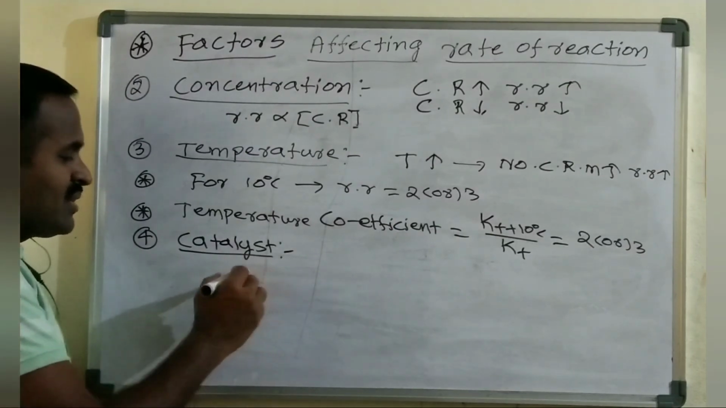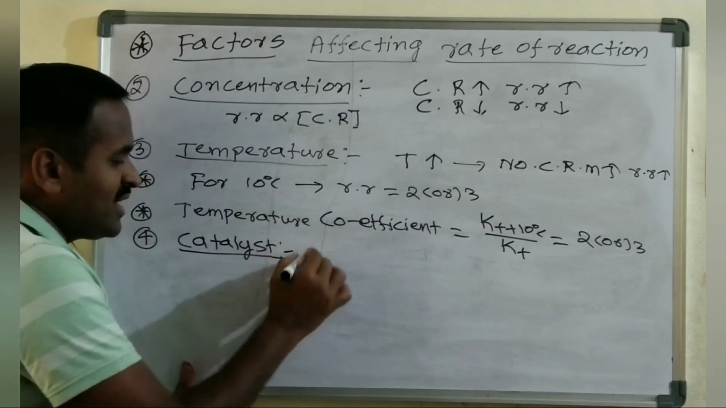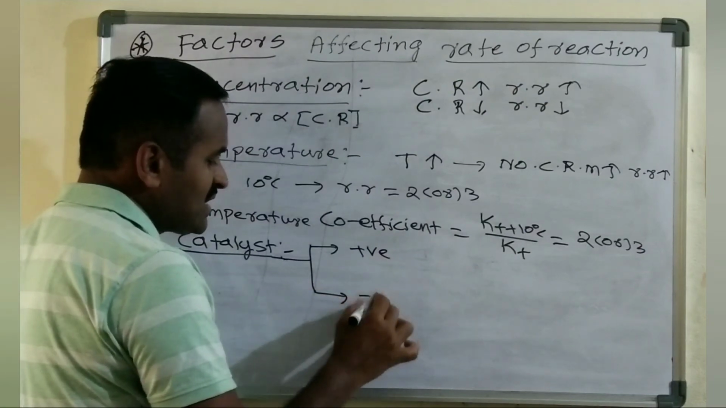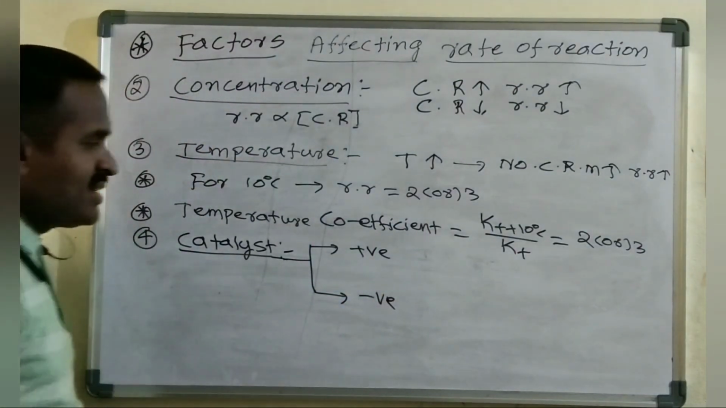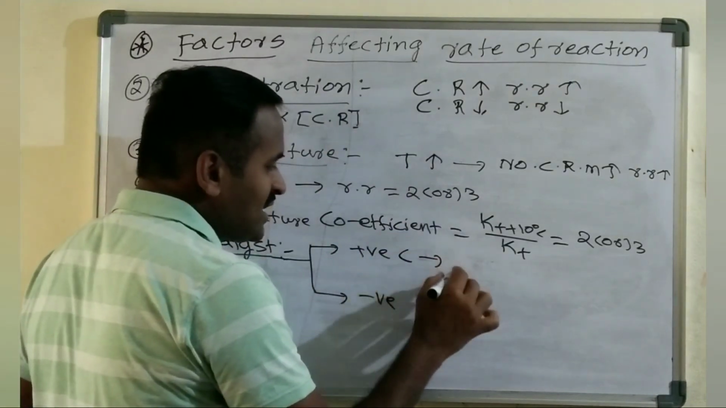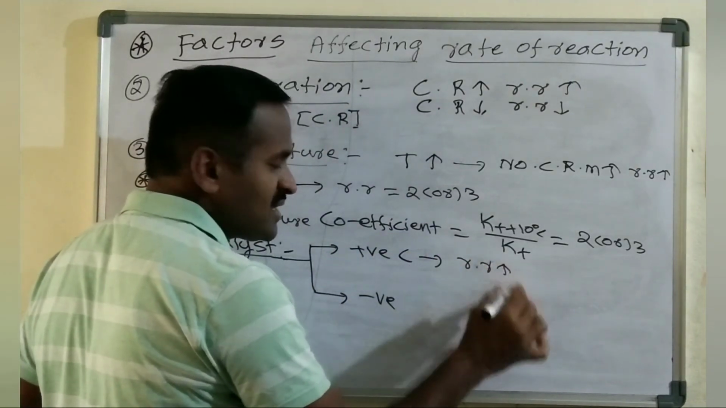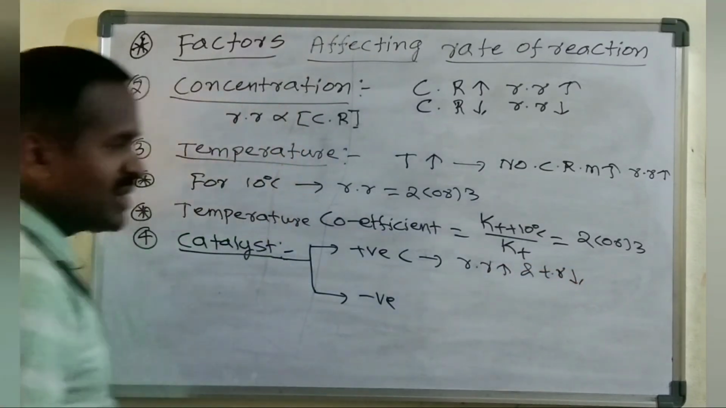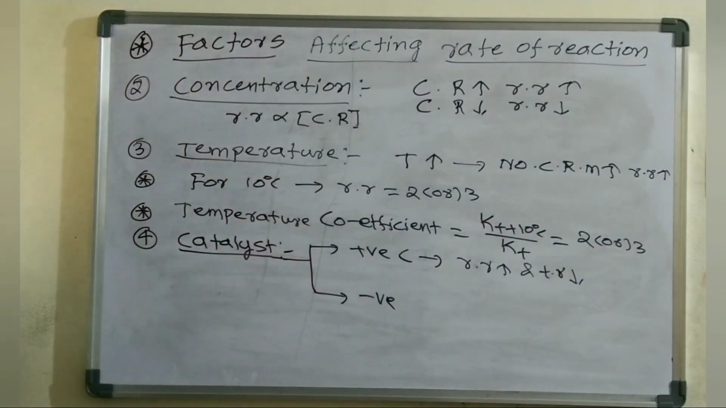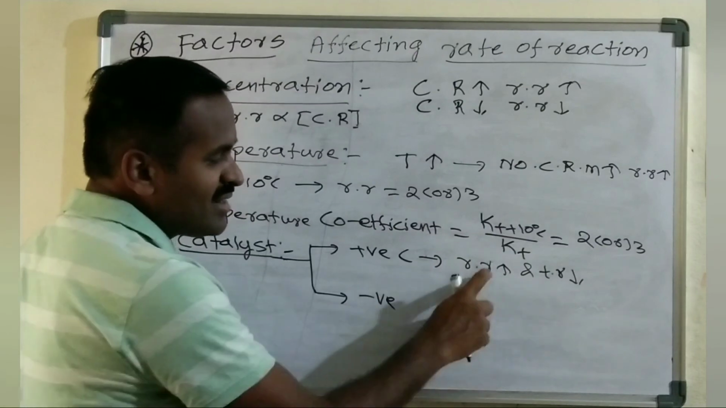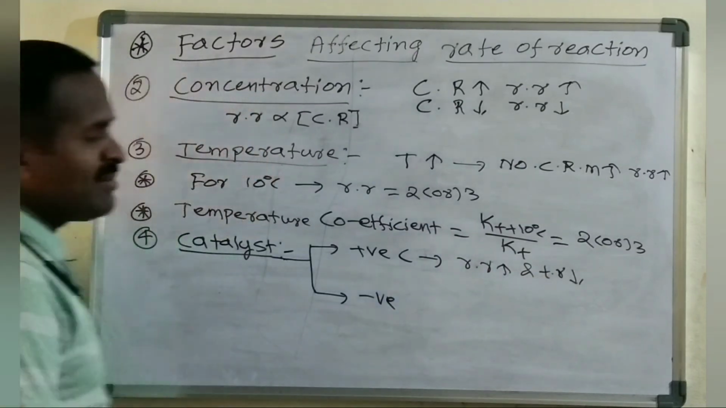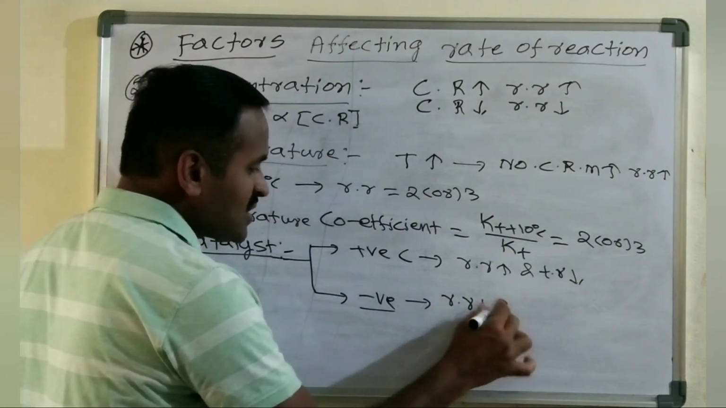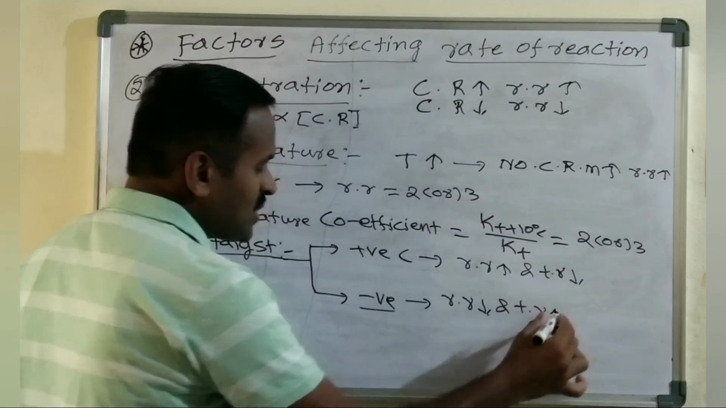Again, there are 2 types of catalysts. One is a positive catalyst, and the other is a negative catalyst. A positive catalyst increases the rate of the reaction and decreases the time of the reaction, that is, it minimizes the time of the reaction, whereas a negative catalyst decreases the rate of the reaction and increases the time of the reaction.